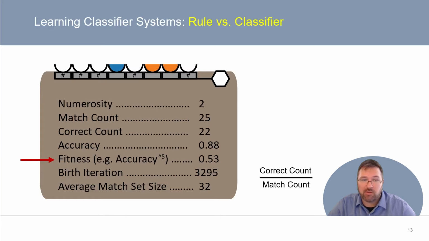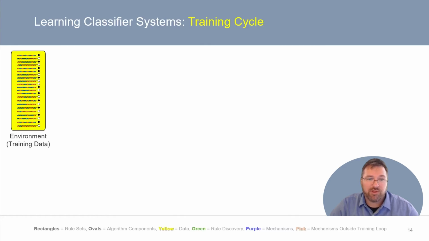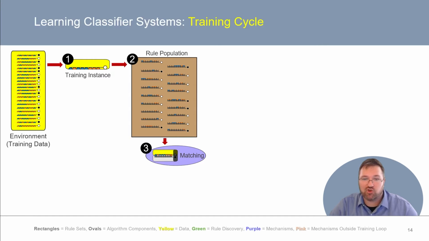Or in noisier problems, it's usually best to leave this simply to be equivalent to the rule accuracy. Now let's review our LCS training cycle so far. We begin with the training data, grab whatever instance is next, and pass it to the current rule population. Then we apply matching to identify rules with a condition that is satisfied by the current training instance.